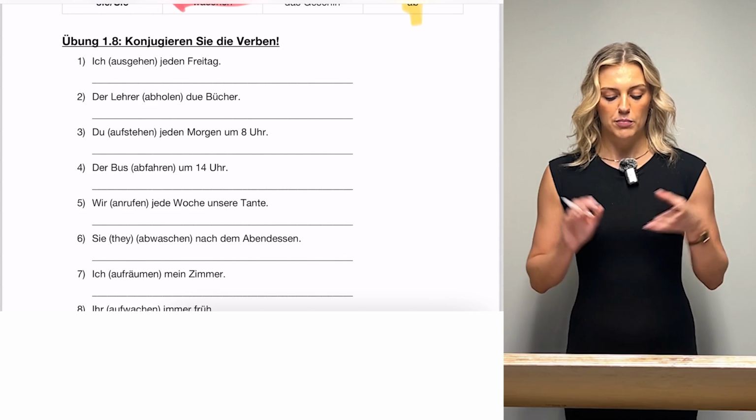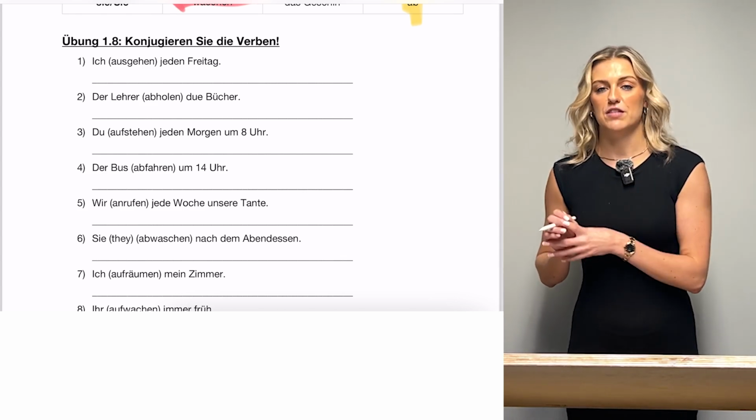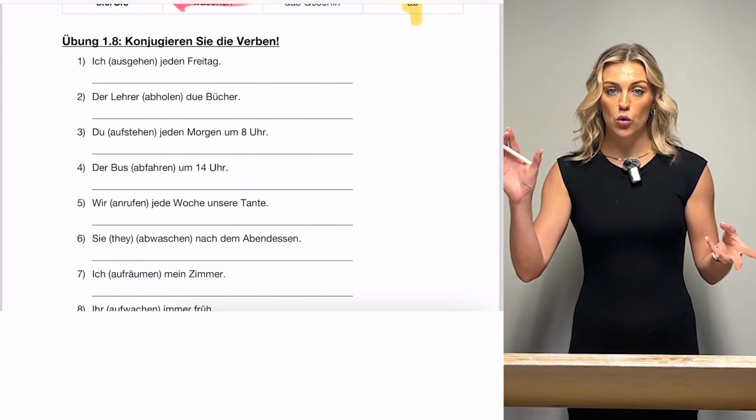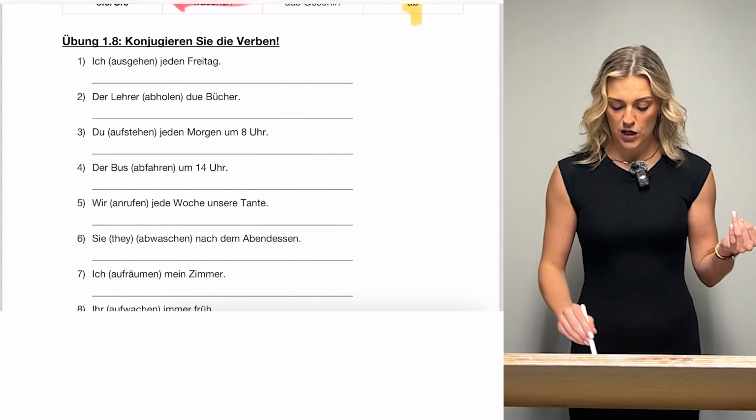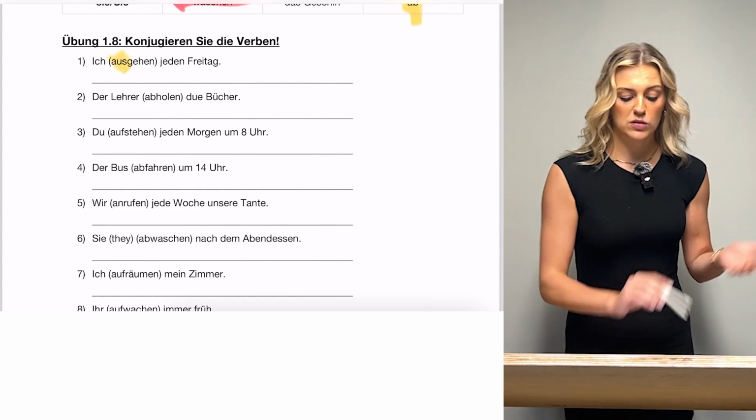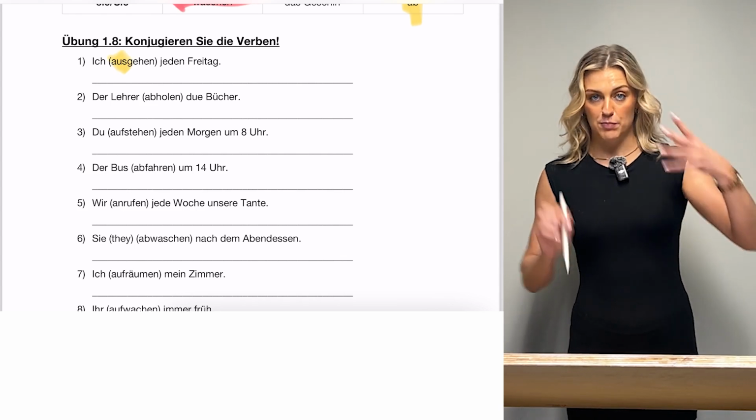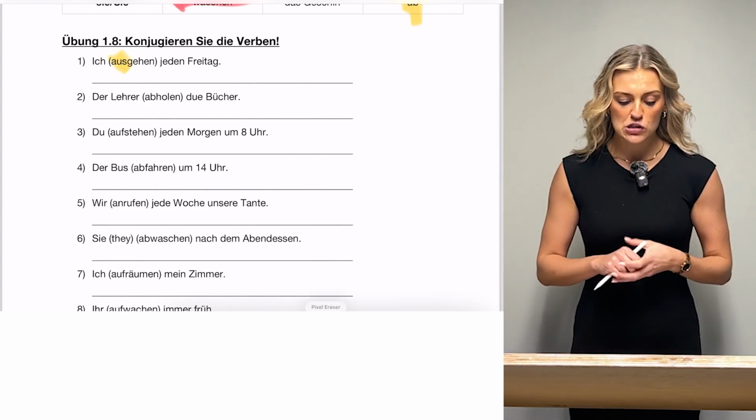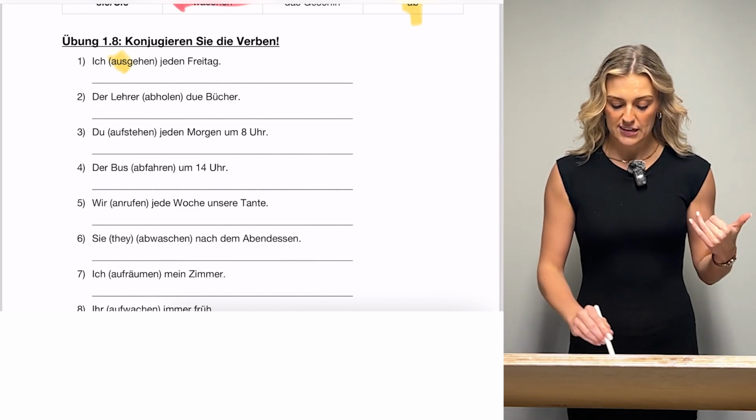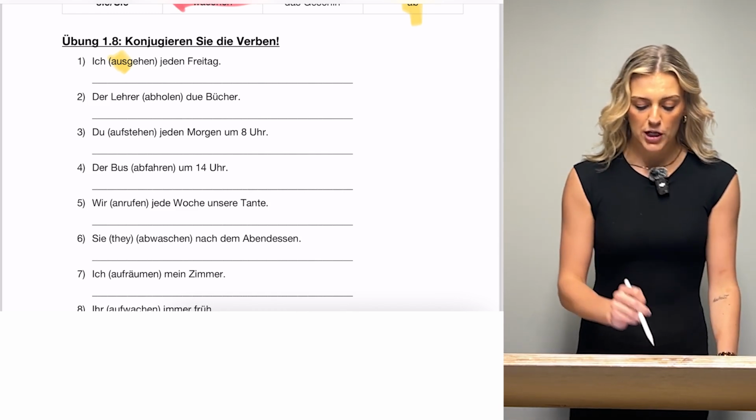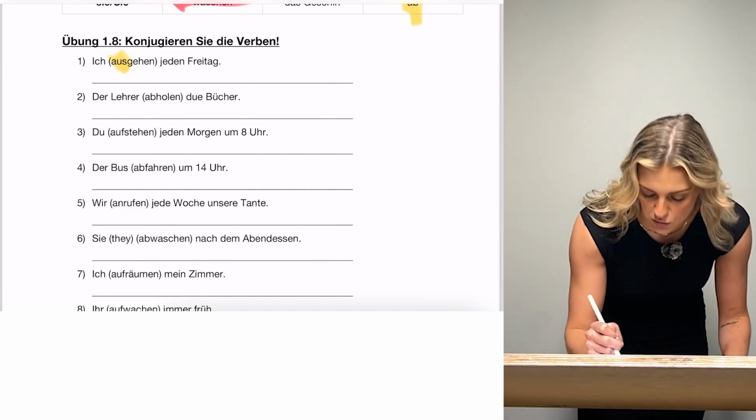So, ich ausgehen jeden Freitag. I want to say, I go out every Friday. So gehen is the verb to go, ausgehen the verb to go out, okay? Ausgehen is a separable verb. If I wasn't sure, it's not one of my 8 inseparable prefixes, and it also has its own meaning. It's a preposition and it means out of or out. So I go out every Friday, okay? So it's a separable verb, so my prefix is separated and goes to the end, okay?